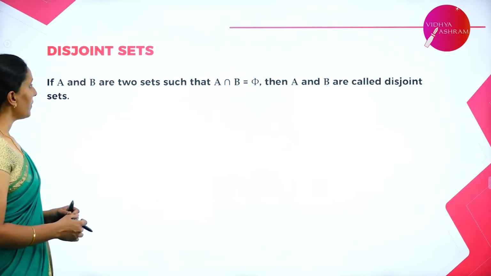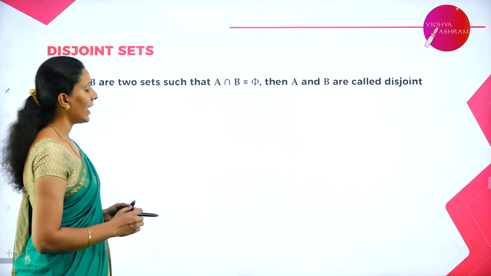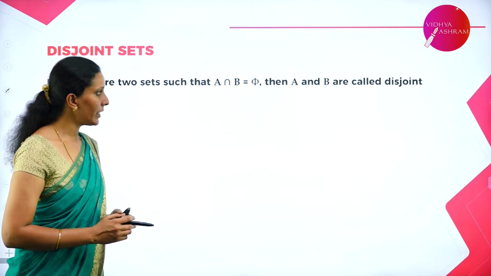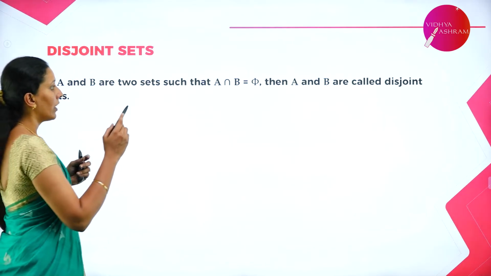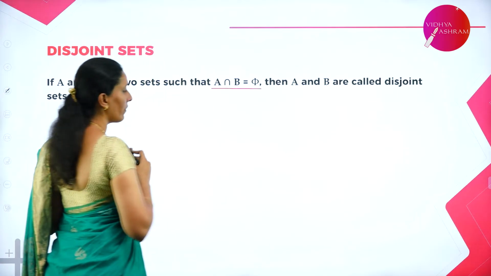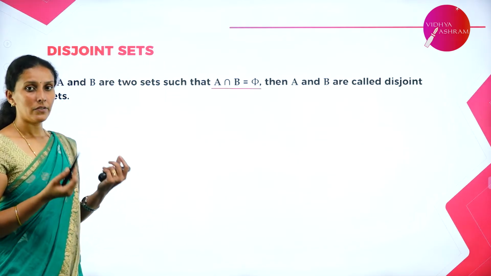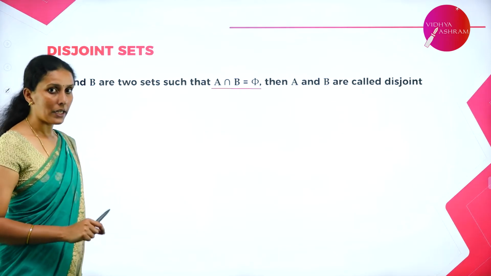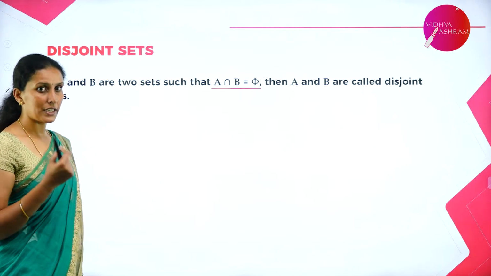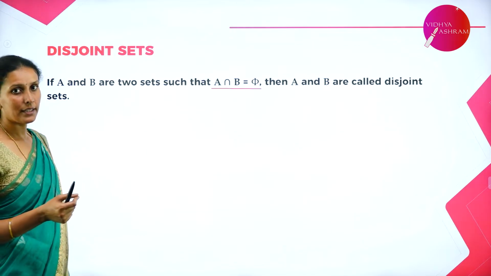Disjoint sets. If A and B are two sets such that A intersection B is equal to empty, then A and B are called disjoint sets. So this is very important. When you are taking any intersection, if there are no common elements inside the set, then the set is empty. Whenever the intersection of sets is empty, we call them disjoint.